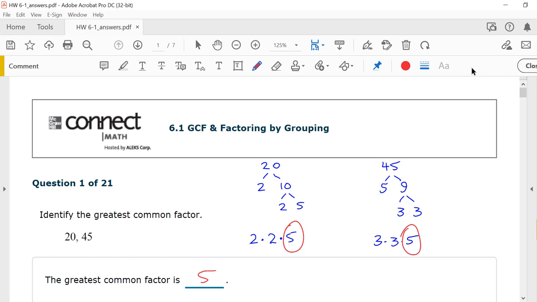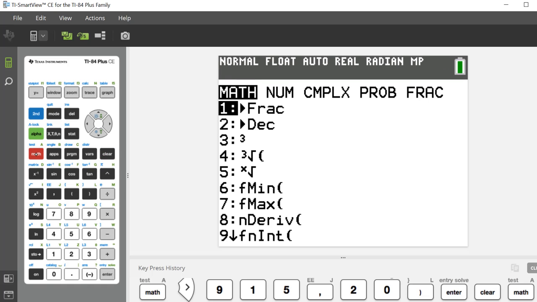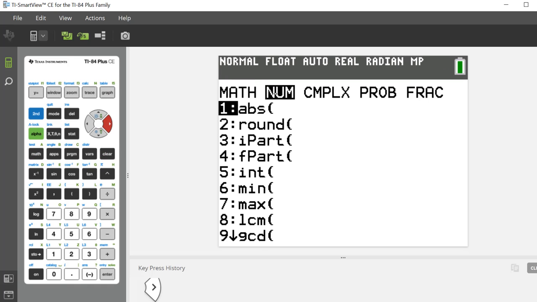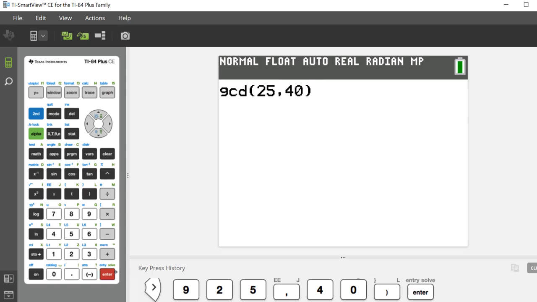Now to do that on the calculator, you hit math, arrow to the right, number, and then number 9 says find the greatest common divisor. And you want between 25, 40. And you see that the calculator tells you the GCD is going to be 5.